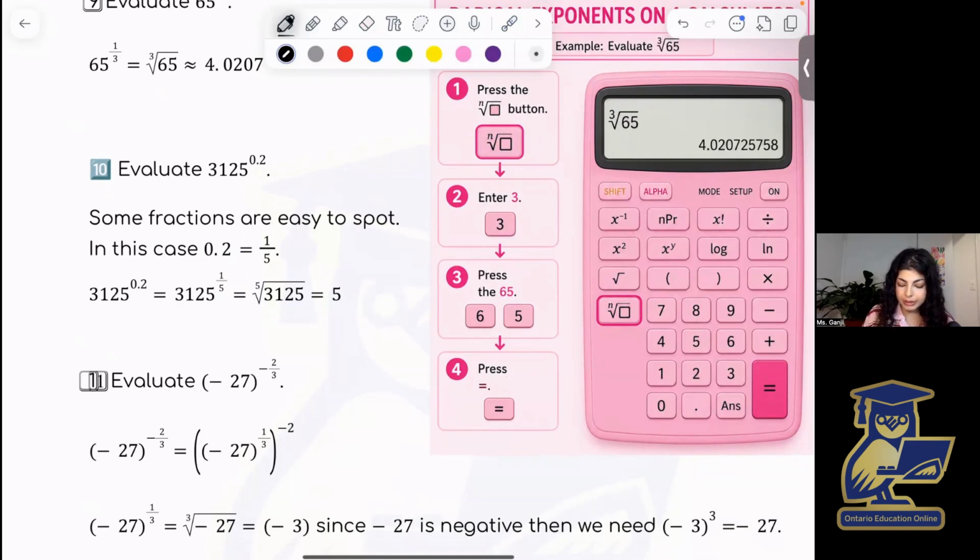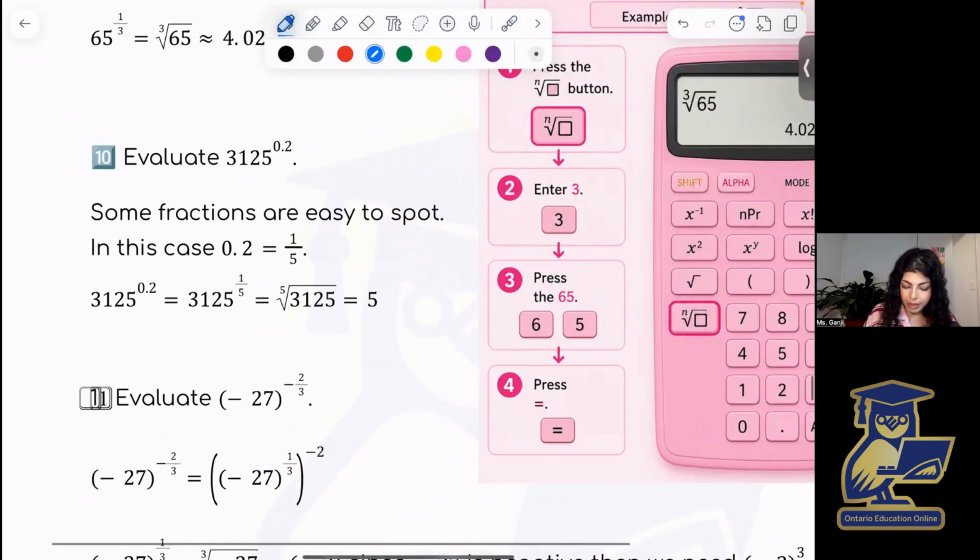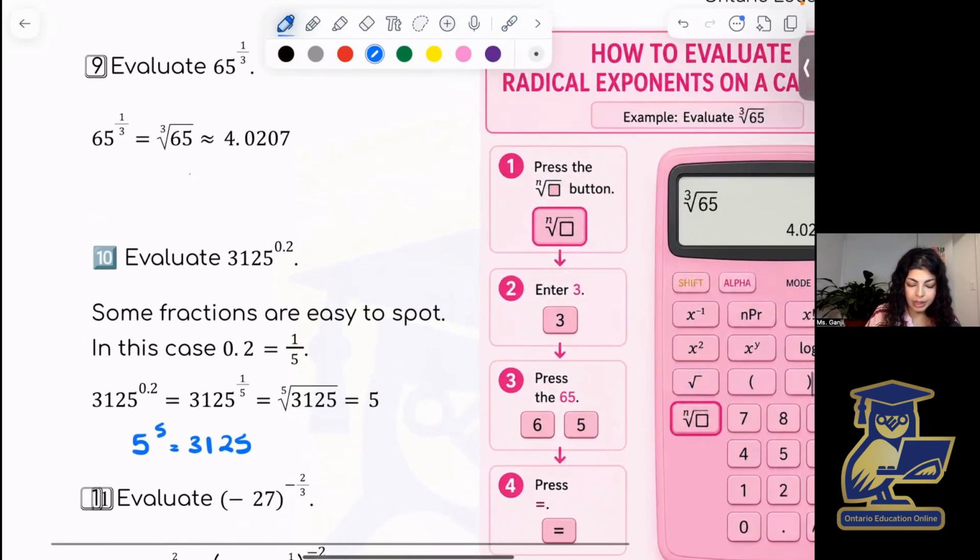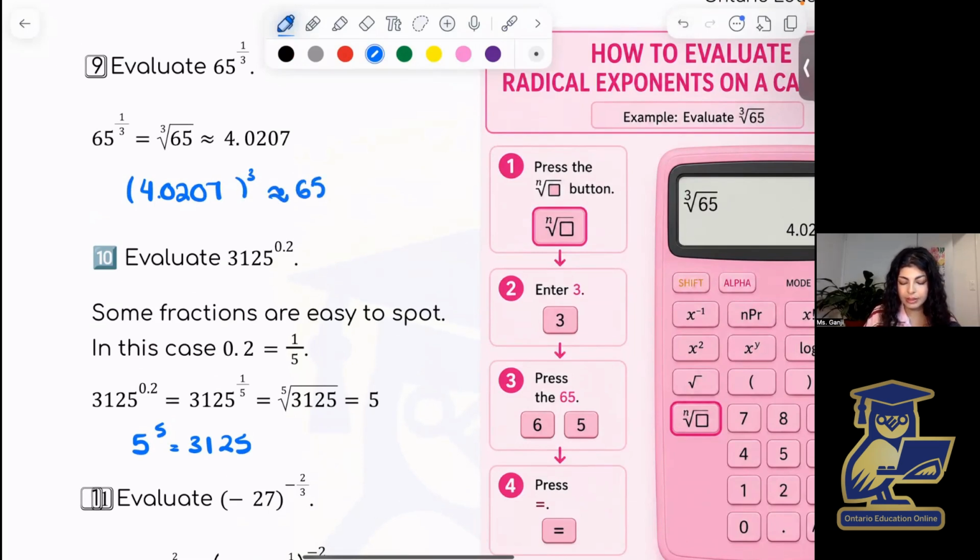In other words, and I'll write it for both of these, 5 to the power of 5 is 3,125. And similarly above here, 4.0207 to the power of 3 is approximately 65.